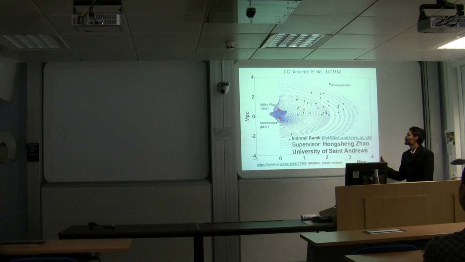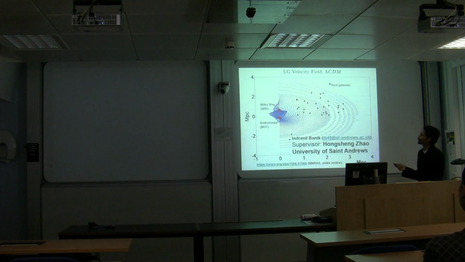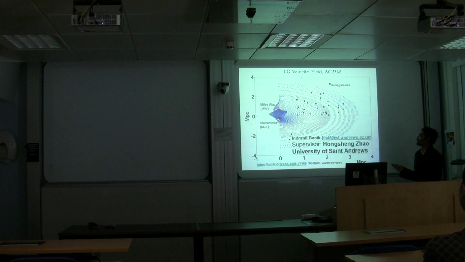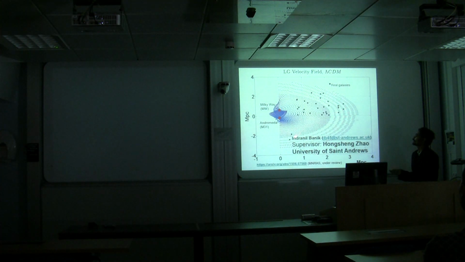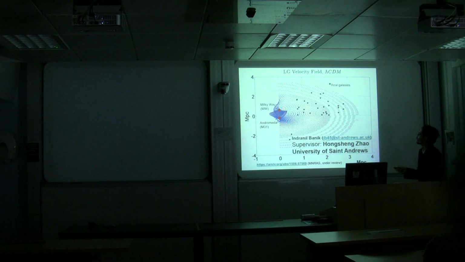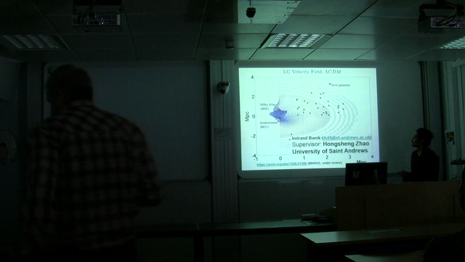Okay, so I'm going to be talking about the dynamics of galaxies in the local group, within about 3 megaparsec or so. What this diagram shows is a simulated velocity field, and these black dots show the positions of real galaxies. And this is the Milky Way and Andromeda separation to scale.